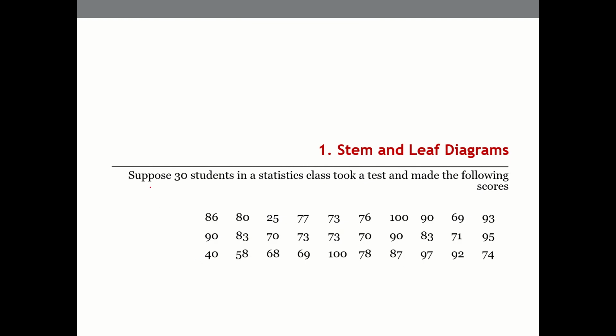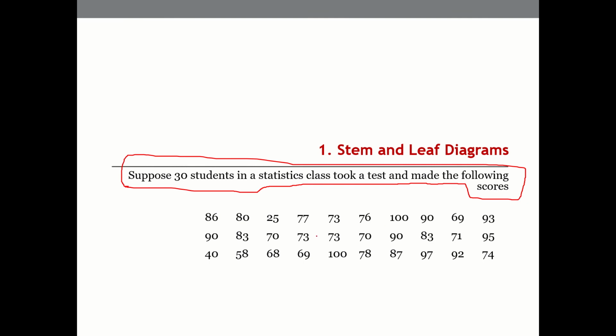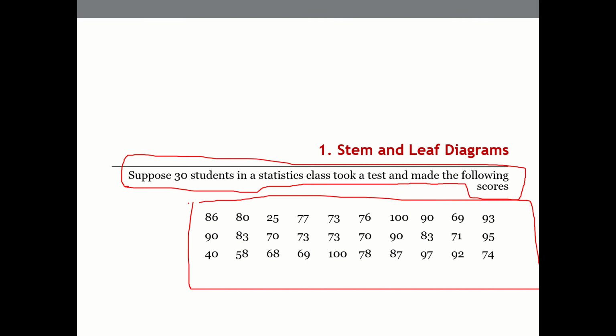For example, let us say we have 30 students in a classroom, and a test has been conducted for the 30 students, and the results of the test are listed as seen in this table. Some of them have scored 100, and some of them have scored, I think 69 is there, 25 is also there.